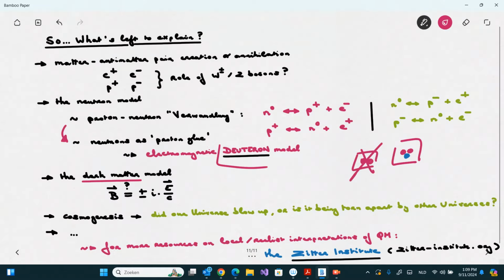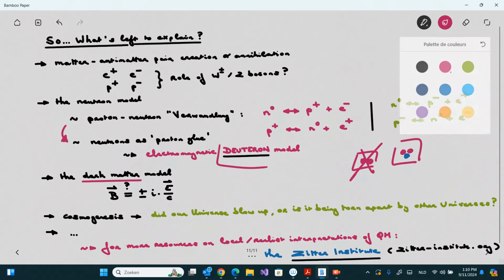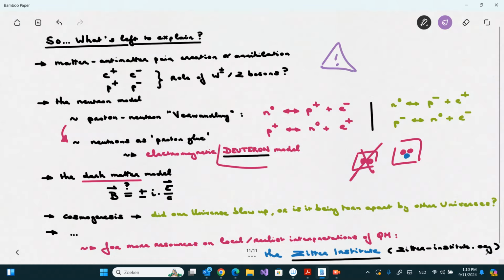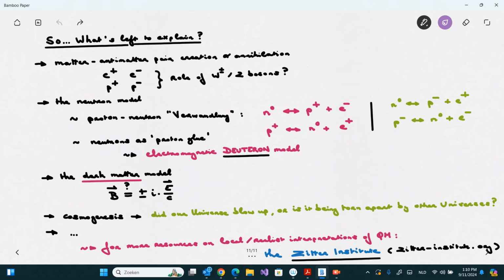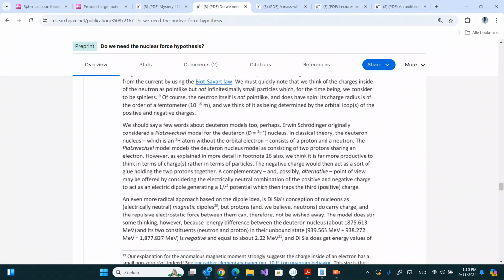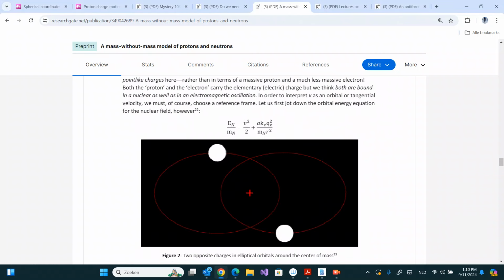And this figure reminds you of quarks and gluons, but I don't believe in quarks and gluons. Again, don't read me. I'm not mainstream here, really not mainstream. I refer to the Zitter Institute. You will find people that think quarks, gluons, virtual particles are useful. I don't. But this is something that set me thinking: we can have an electromagnetic deuteron model. I thought a lot about that, and where is it? Let me close this one here.